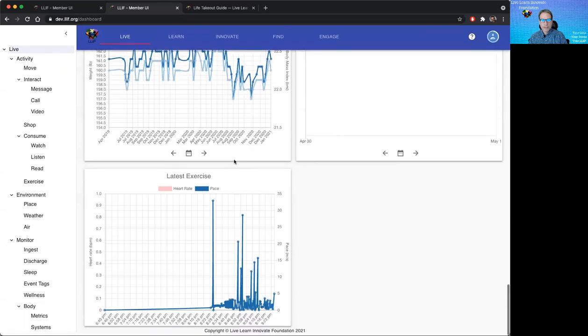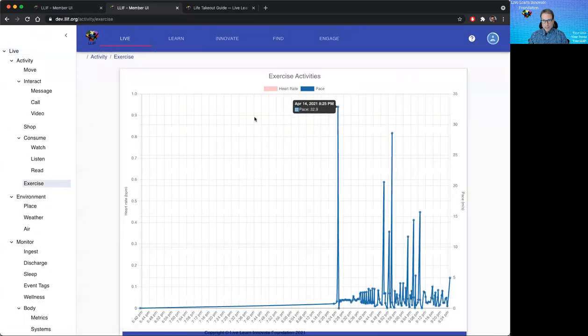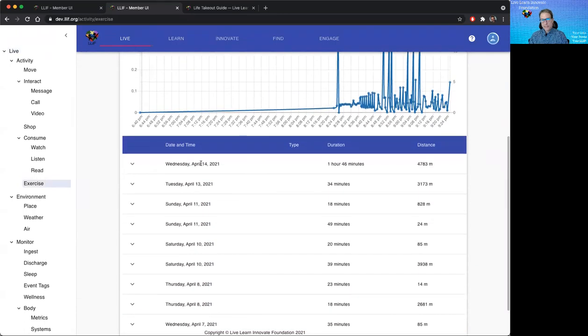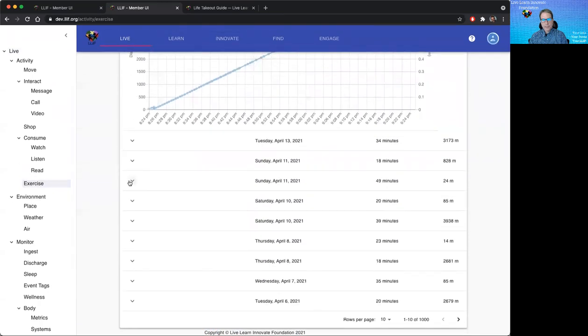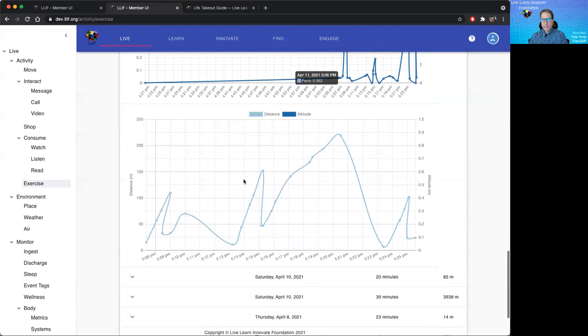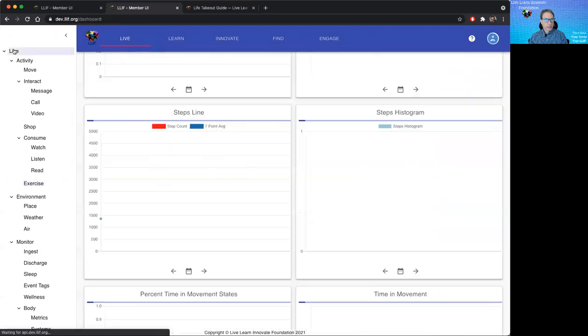So that's the high level on the charts. And then for exercise, if I go in to here, I'll see the latest exercise activity, but also we have a log where you can go into each exercise and get the results of each one, right? We're iterating on those graphs too. So that's sort of the high level LLIF tab.